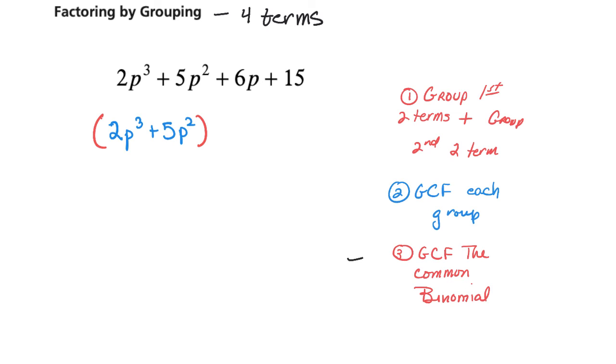And let's make this a nice prominent color here. Super important to put this plus sign. And then we group the other two terms together, like so. So that's all you got to do in step 1 when you have these 4-term polynomials.